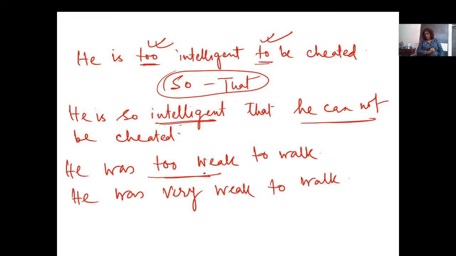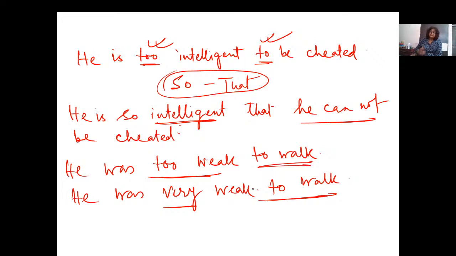Yes. He was so weak that he could not walk. But very weak के साथ to walk हम नहीं दे सकते. He was very weak. You can make a full stop here. Don't give to walk. बात यहीं पे ही खत्म. Our sentence can be stopped here.